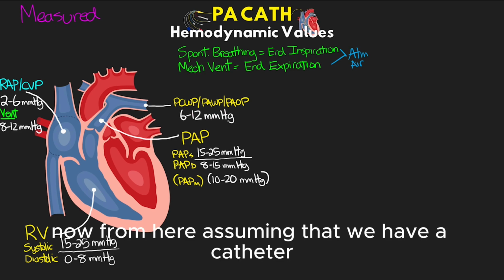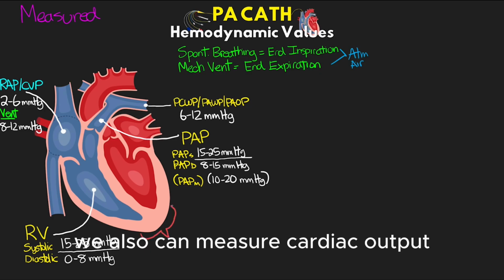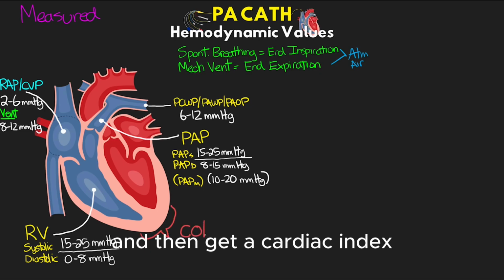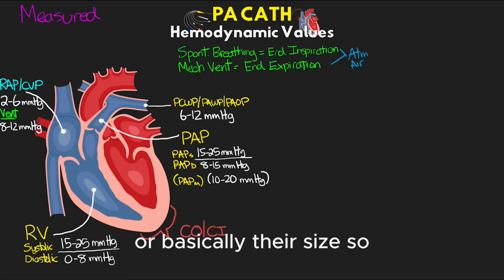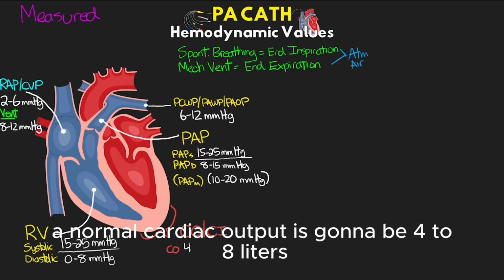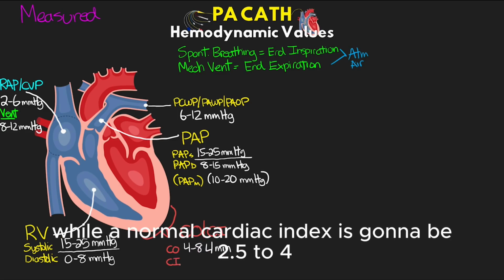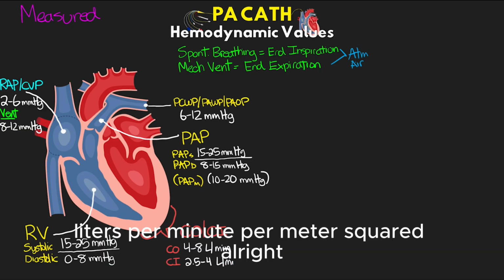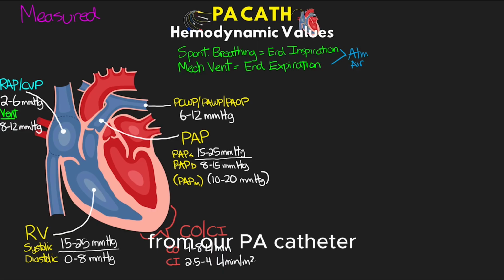Now from here, assuming that we have a catheter that's capable of doing so, we also can measure cardiac output and then get a cardiac index, which is a cardiac output normalized for our patient's body surface area, or basically their size. So a normal cardiac output is going to be 4 to 8 liters per minute, while a normal cardiac index is going to be 2.5 to 4 liters per minute per meter squared. Alright, and so that's all the values that we can really measure from our PA catheter.